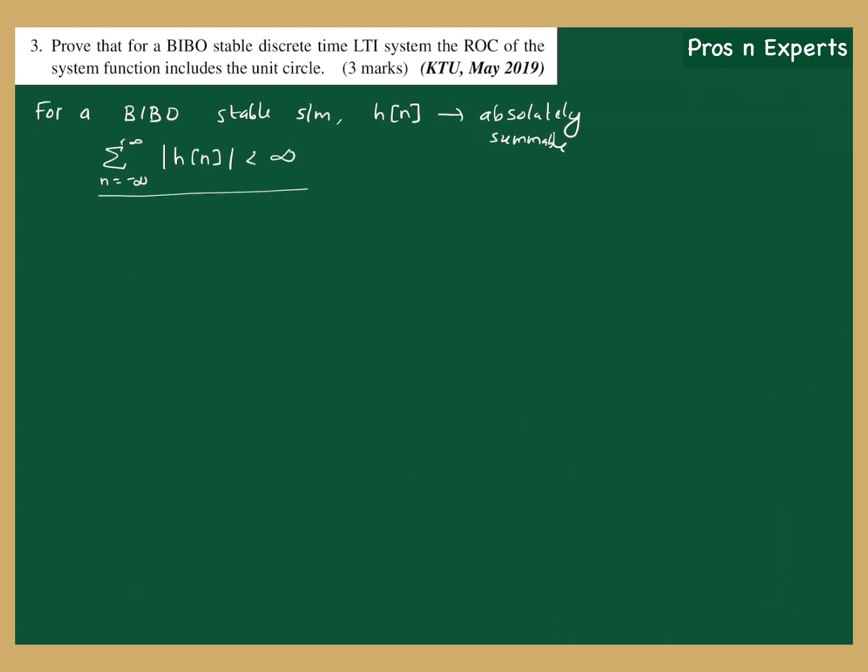So let's start from the basics. In the initial modules, we have studied that for a BIBO stable system, the impulse response will be absolutely summable. h of n will be absolutely summable. That's what we know. Absolutely summable, that means the sum over n equal to minus infinity to plus infinity of the magnitude of h of n will be a finite value. This is what we know for a BIBO stable system.